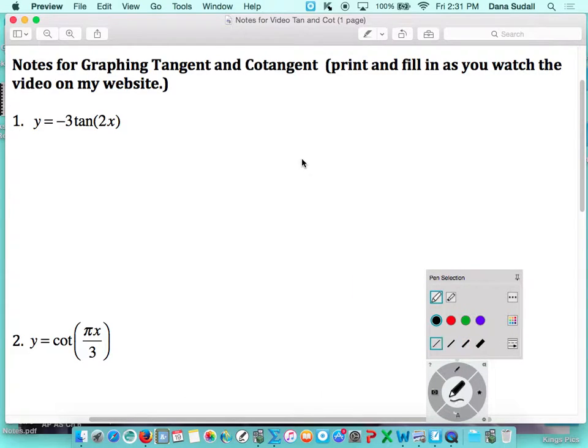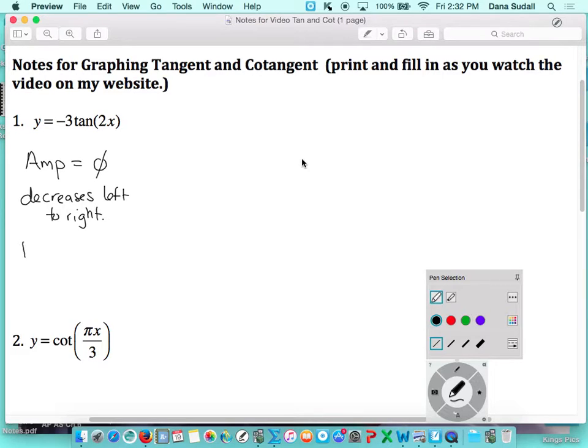The first thing I would do is come up with the pieces for this. Remember, amplitude is undefined for everything except for sine and cosine. Your tangent graph, since it's a -3 out in front, is going to decrease from left to right. You don't have to write that, but it might be helpful for you to remember.